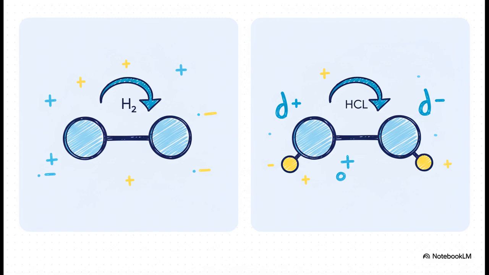Over on the left, you've got hydrogen, H2. It's perfectly symmetrical. You could flip it end over end and nothing changes. It looks identical. And that symmetry means its electric charge is spread out evenly, which makes it nonpolar.